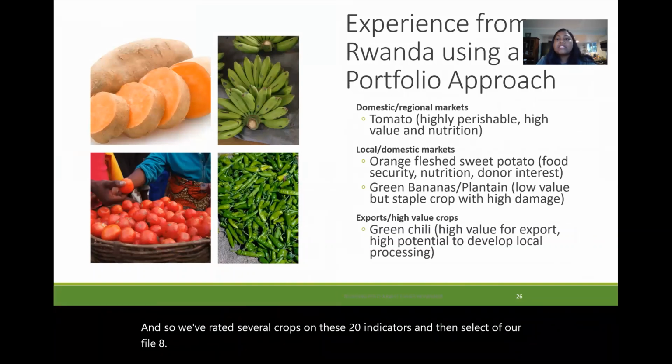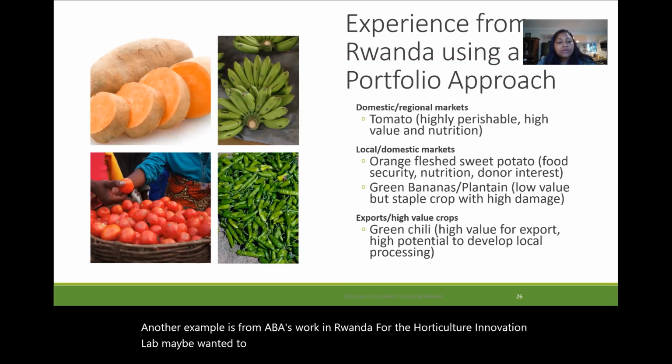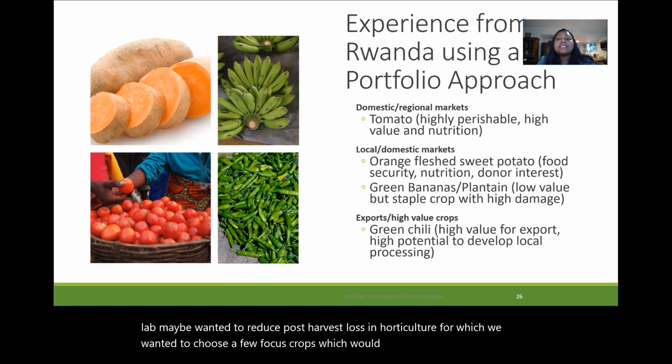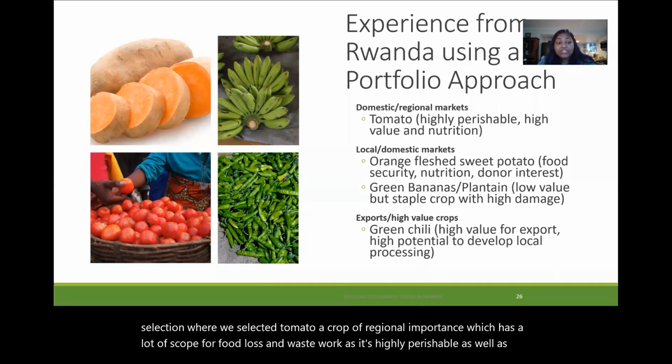Another example is from ABA's work in Rwanda for the Horticulture Innovation Lab, where we wanted to reduce post-harvest loss in horticulture, for which we wanted to choose a few focus crops, which would extend our work throughout the entire horticulture sector. So we chose a portfolio approach to value chain selection, where we selected tomato, a crop of regional importance, which has a lot of scope for food loss and waste work, as it's highly perishable as well as has high value and nutrition.